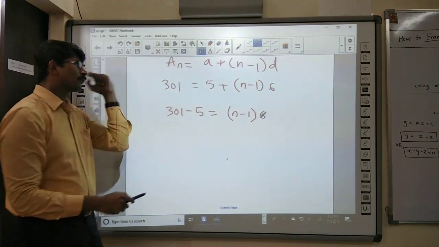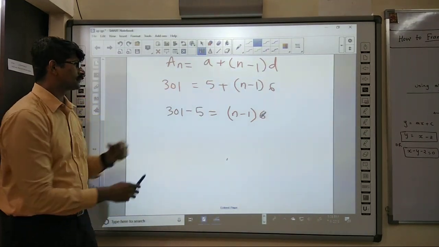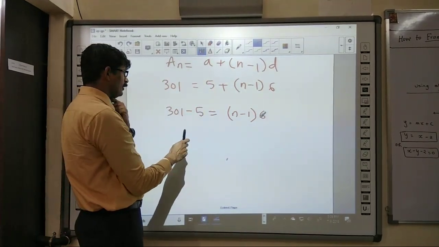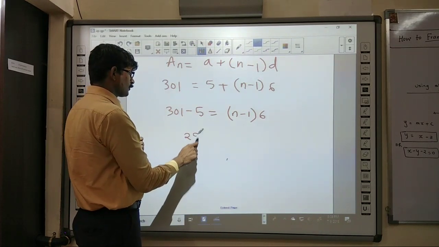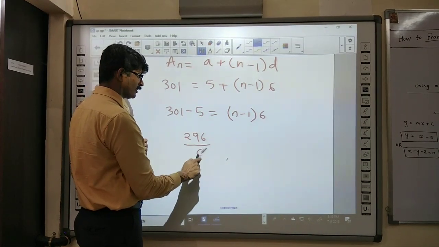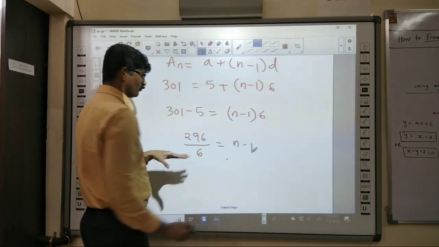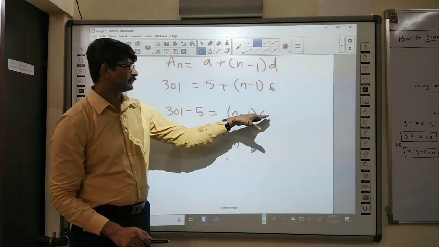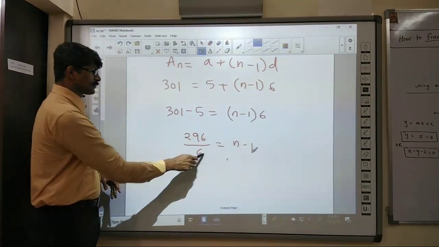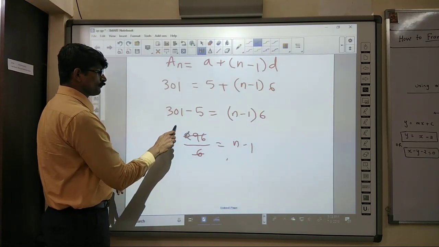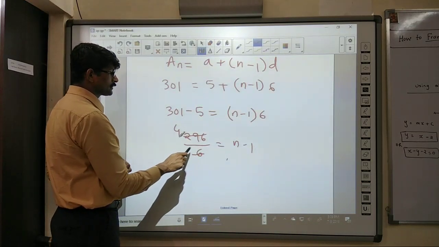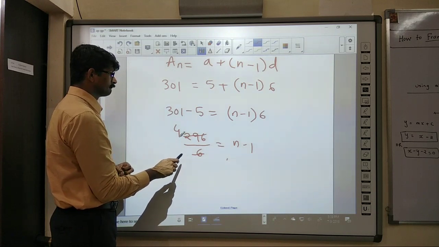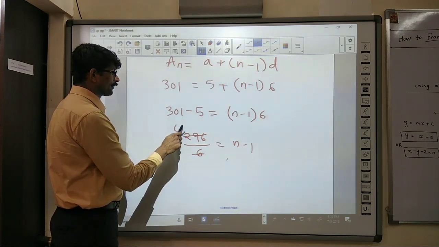See students, what I have done, I have just shifted this 5 to the other side. So 301 minus 5 will become 296, divided by 6 equals n minus 1. Why have I divided this by 6? Because the 6 was in multiplication form. So 6 1s are 6, 6 4s are 24, 6 8s are 48, 6 9s are 54.